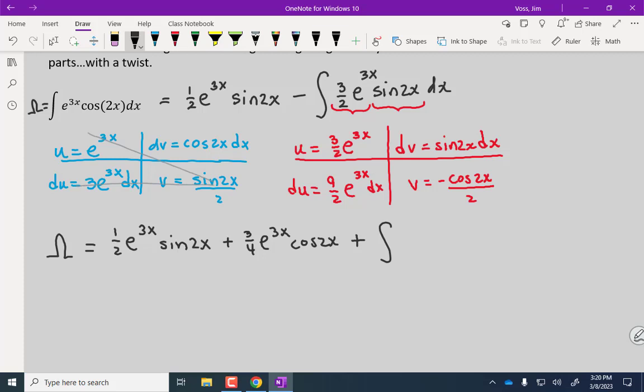V du happens to be negative. We have 9/2 and negative 1/2. So that's negative 9/4. If you want, you could leave it right in here for a second. If you want to do that, that's fine. Negative 9/4 e to the 3x cosine of 2x dx.